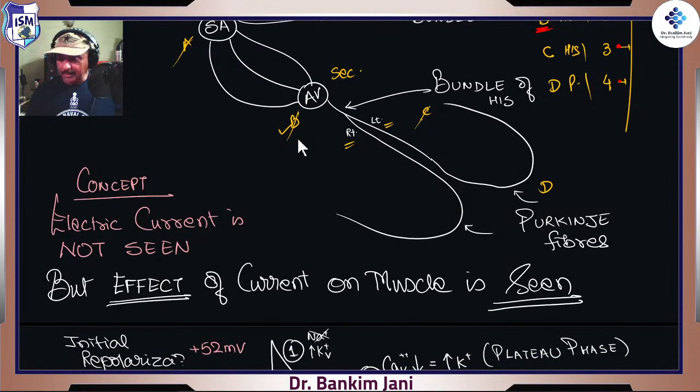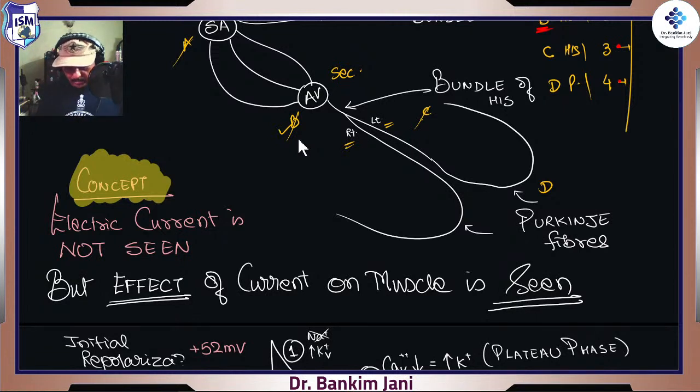Okay, another important concept: we cannot see electric current, right? Electric current cannot be seen, but we can see its effect. So the effect of current on muscle is something that we can see. This is one more reason why, whenever there is myocardial infarction, or one of the chambers is enlarged, we see some changes, because the current passing is the same.